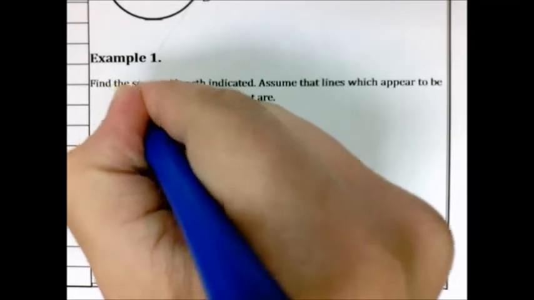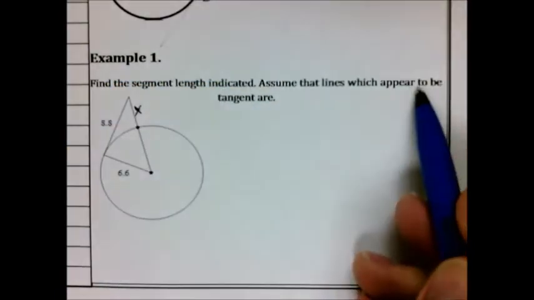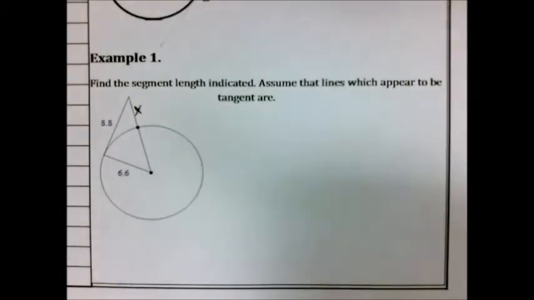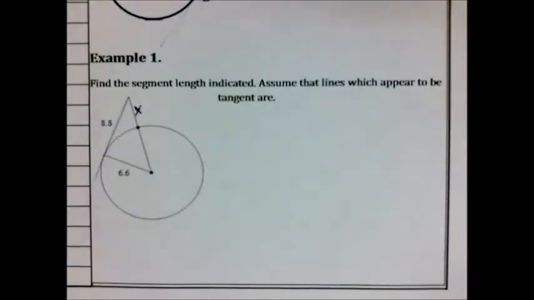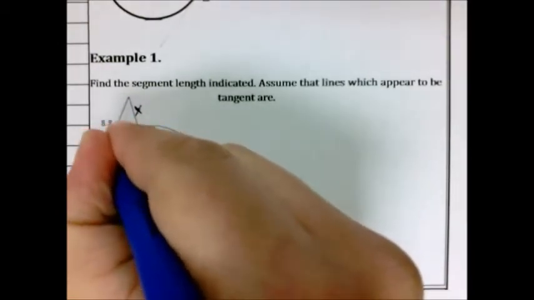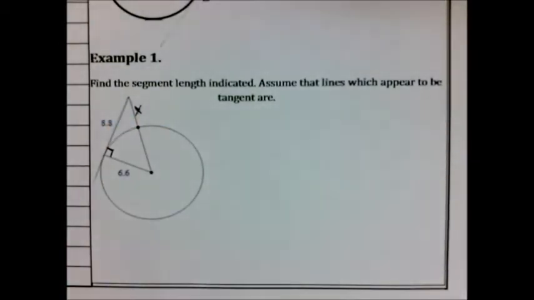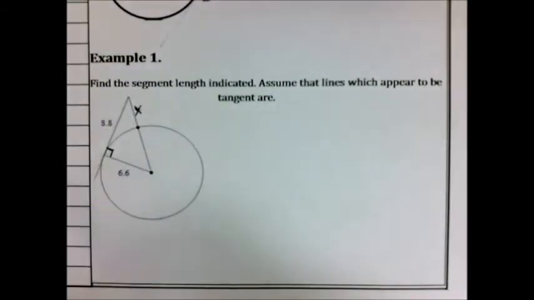Let's go ahead and call this X. Indicated, assuming that the lines which appear to be tangent actually are. Okay, that means that this line going through here is in fact tangent. And remember, our rule says that if that is tangent, then this is a right triangle. Okay? And if we have a right triangle that is formed by this whole section here, what that means then is that we can use those theorems about right triangles to solve for those distances.